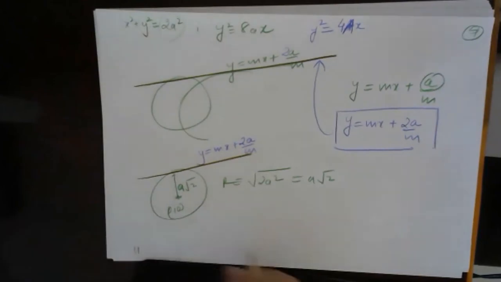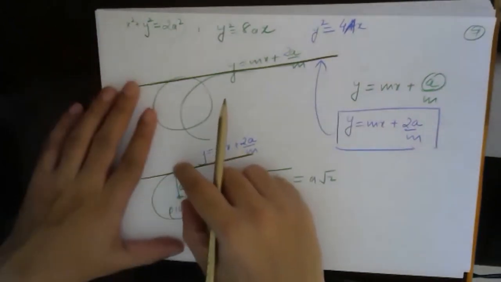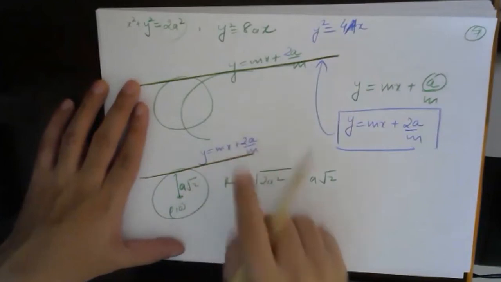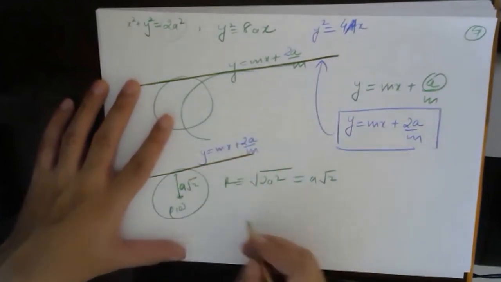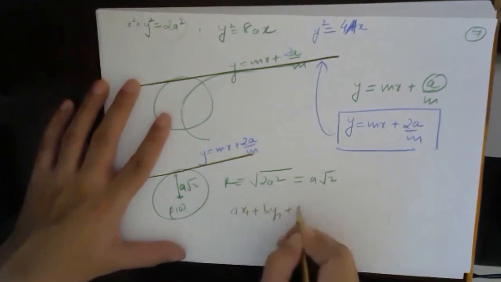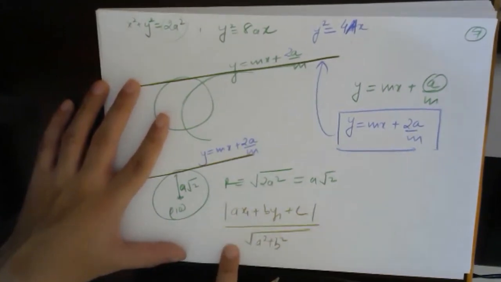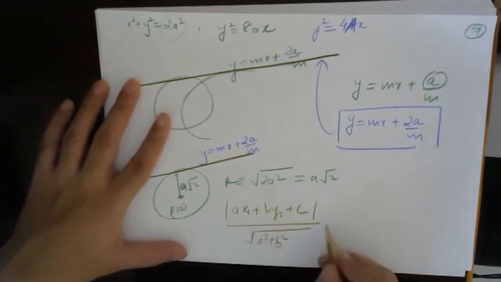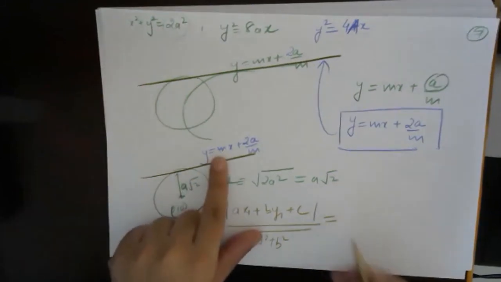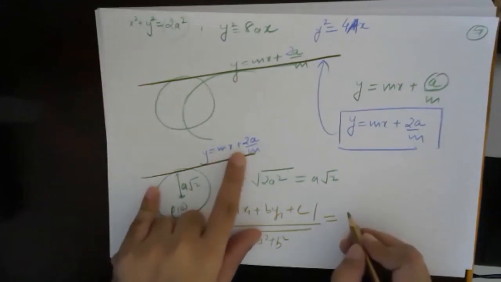Okay, so what can we do? We can just apply the distance between this line and the point 0, 0. The distance between a point and a line is |ax1 plus by1 plus c| under root a square plus b square. What is the line's equation? y is equals to mx plus 2a by m.